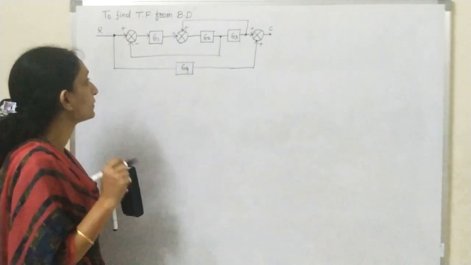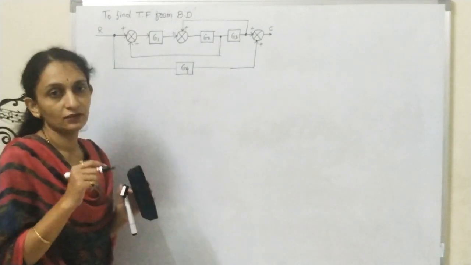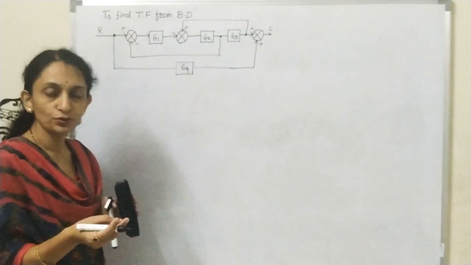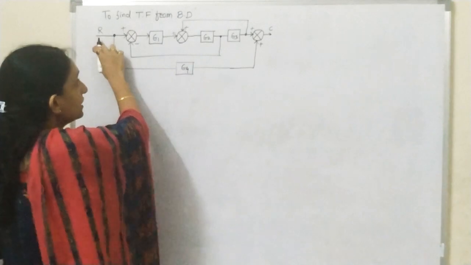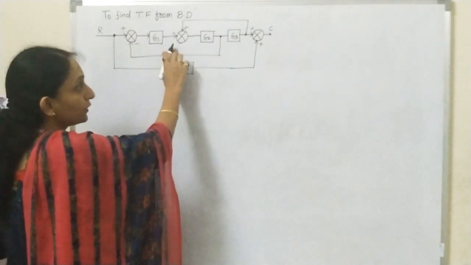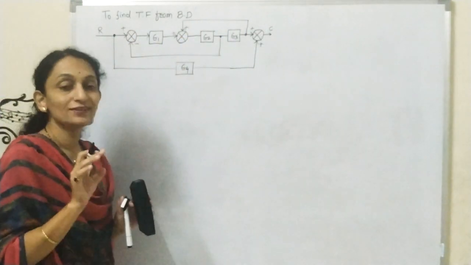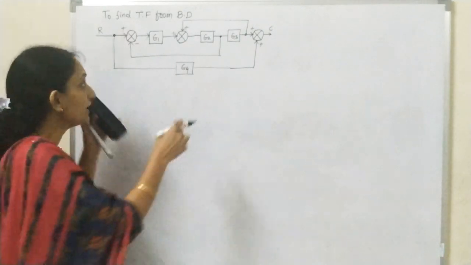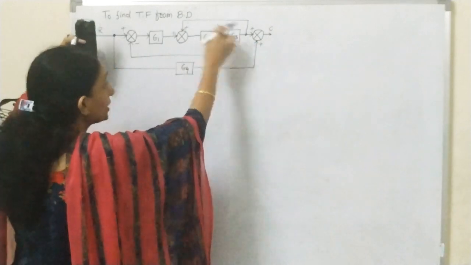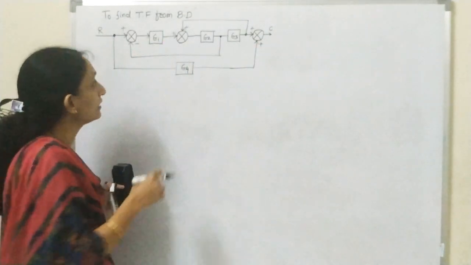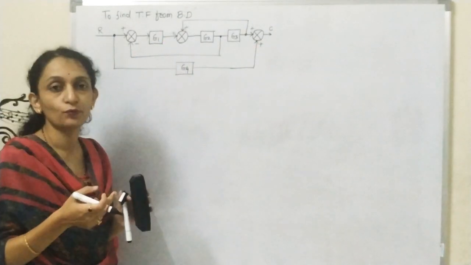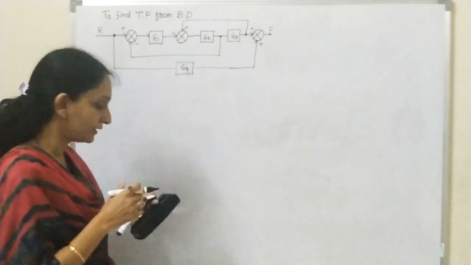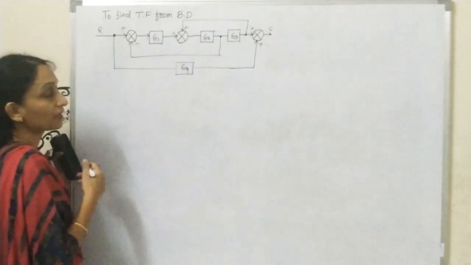Rule number 1: we will consider the number of nodes according to the input node, summing points, takeoff points and output. Input node and output node will be fixed. In between input and output, we have to consider nodes for summing points as well as takeoff points. We will start so that you get the actual idea for conversion.